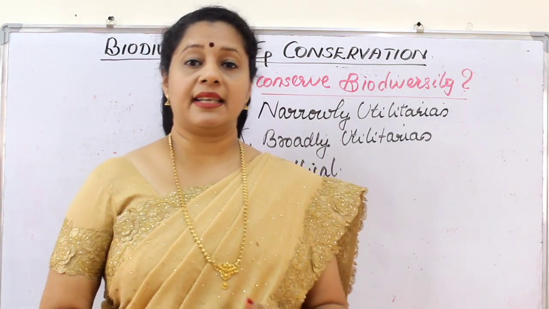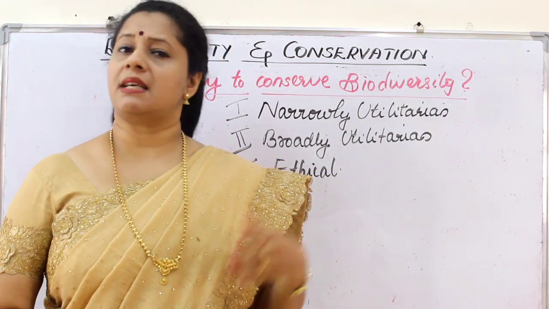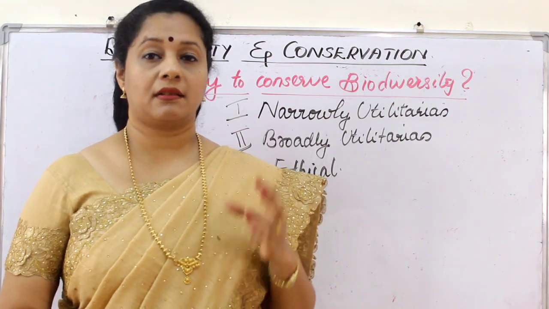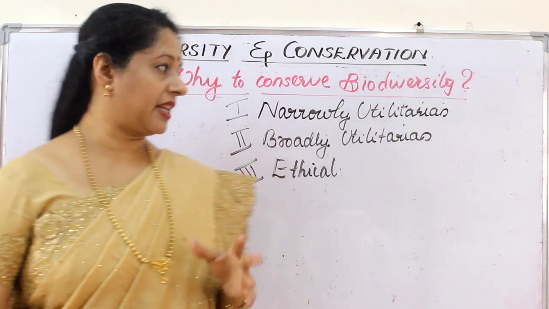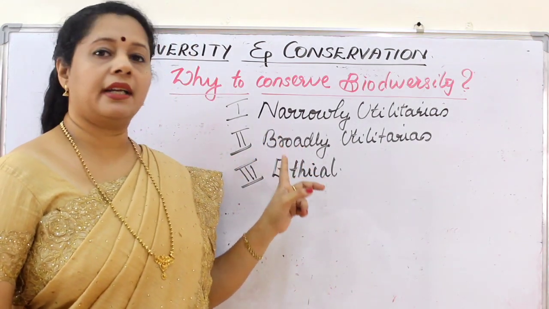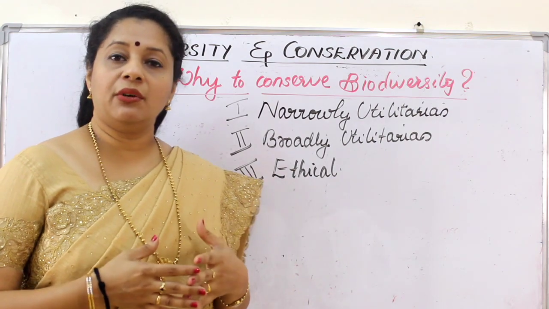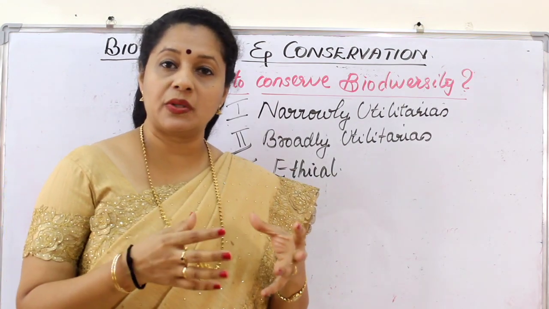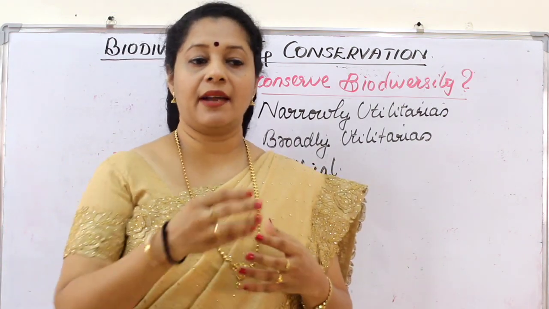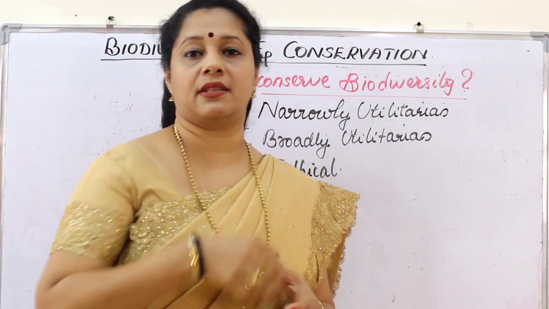There are many reasons for us to conserve biodiversity. Some are very obvious reasons, some are not. But all these reasons we consider under 3 categories: narrowly utilitarian, broadly utilitarian, and ethical. Narrowly utilitarian means I have certain uses based on the forest or nature, so I am conserving. I want this from nature, so I have to conserve nature.